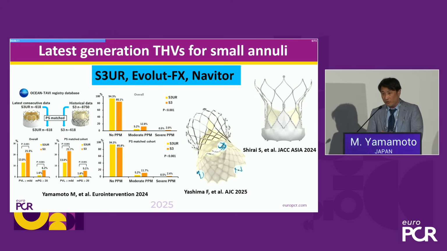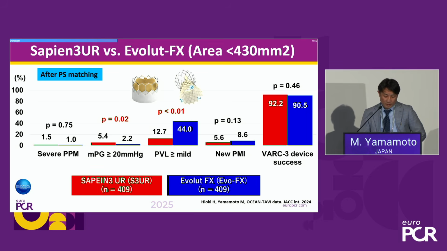So we need to compare the latest generation THVs for small annuli. For example, the latest generation Sapien 3 Ultra Resilient valve shows better hemodynamics compared with the previous Sapien 3 valve. And we have also evaluated the effects of the Navitor valve, and intra-annular or supra-annular self-expanding valves. Here the focus is on small anatomy and small annulus in Japanese populations.